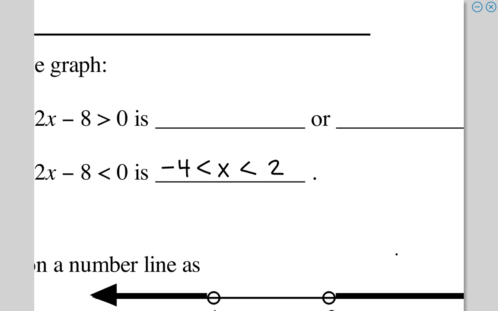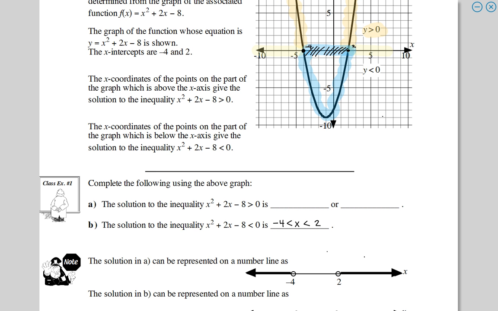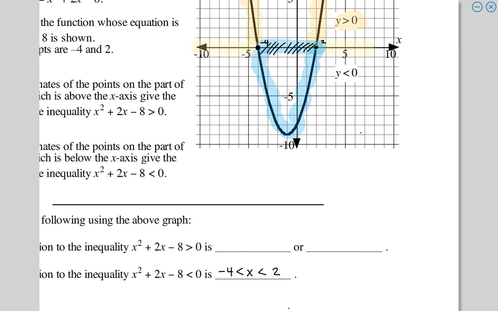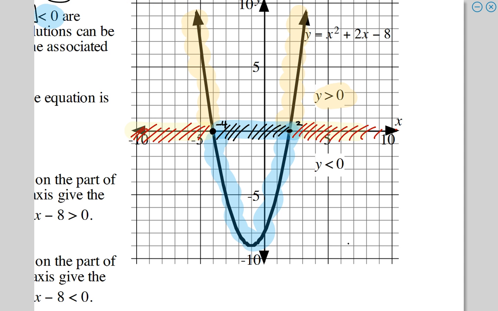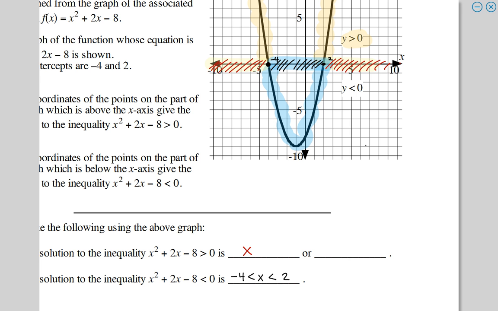Just jot this in. That's where the graph is negative, on those x values. And where is this graph positive? I'll use red here. Everything out here and everything out here. So x greater than 2 and x less than negative 4. And then they use the word or, because either will work.